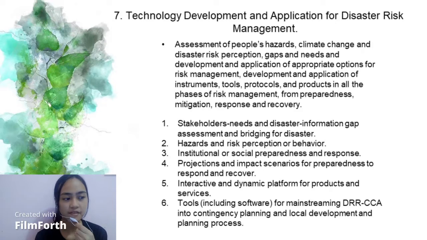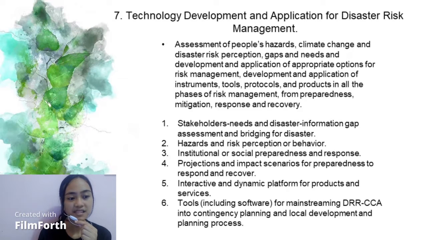So here we have Part 7 in Sector 5, Technology Development and Application for Disaster Risk Management. It is an assessment of people's hazards, climate change, and disaster risk perception, gaps and needs, and development and application of appropriate options for risk management, development and application of instruments, tools, protocols, and products in all phases of management, from preparedness, mitigation, response, and recovery.